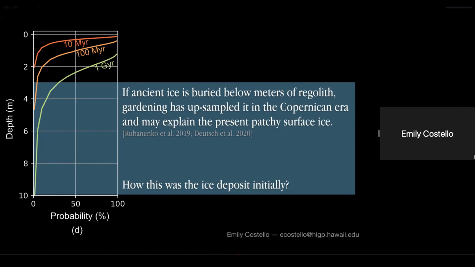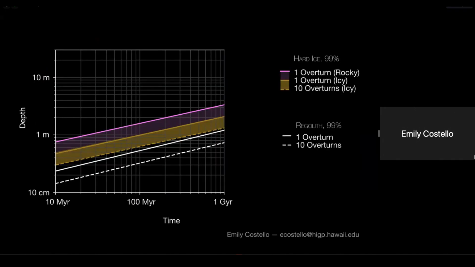So what if instead we had an exposed ice deposit that was exposed to impact gardening over time? What would happen to that deposit? And I can explore using my model how thick that ice deposit must have been initially to have been gardened away to its current state today. So to start, I'm going to model impact gardening in an icy target.